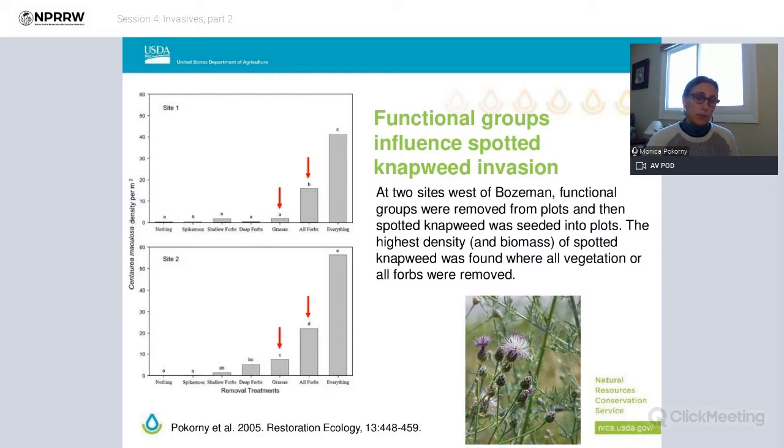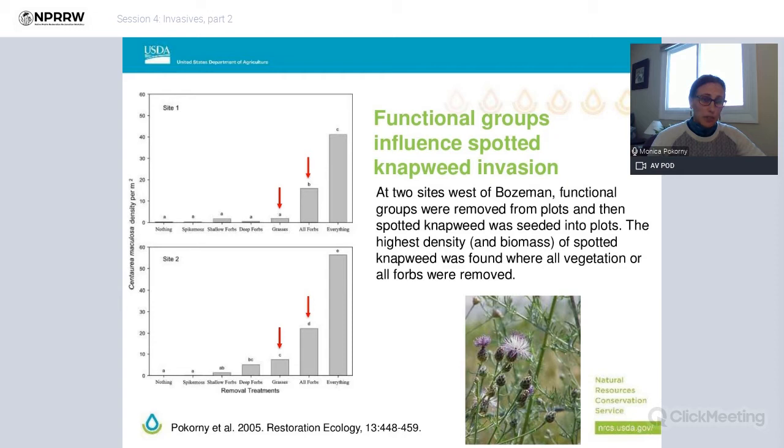I'm going to go over a few different studies now where we looked at this and kind of built on it over time. So this study took place near Bozeman, Montana. And it started in an established plant community, so a native grassland. And we removed different functional groups from the site. So we removed either nothing, spike moss, shallow-rooted forbs, deep-rooted forbs, grasses, all forbs, or everything.